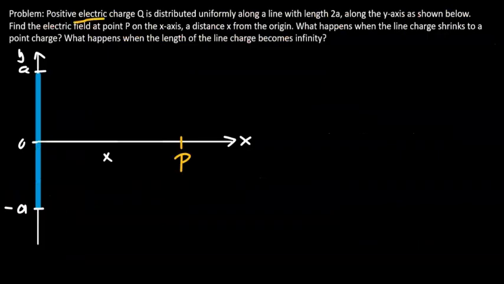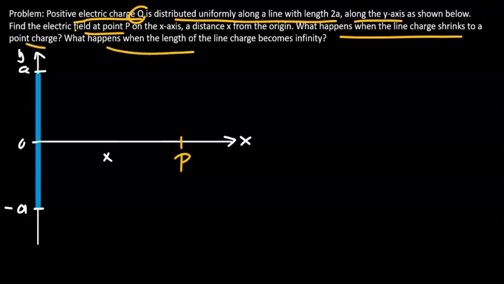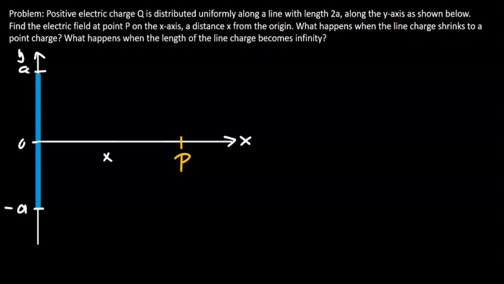A positive electric charge, total charge capital Q, is distributed uniformly along a line with length 2a. That is this line in blue. So the line charge is along the y-axis as shown. Find the electric field at point P on the x-axis, a distance x from the origin. What happens when the line charge shrinks to a point charge, and what happens when the length of the line charge becomes infinity? Let's do the very first part of the problem.